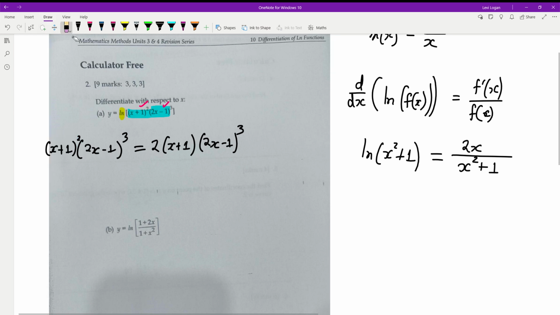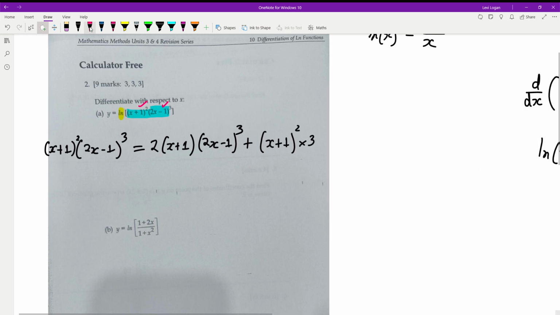Differentiate the next bit, bring the power down the front, so plus, put the first function, x plus 1 squared, times by 3, minus the power, so I'm just going to move this stuff out of the way very quickly. So we have 2x minus 1 to the power of 2, and then we multiply by the derivative of this inside function, which would be 2.